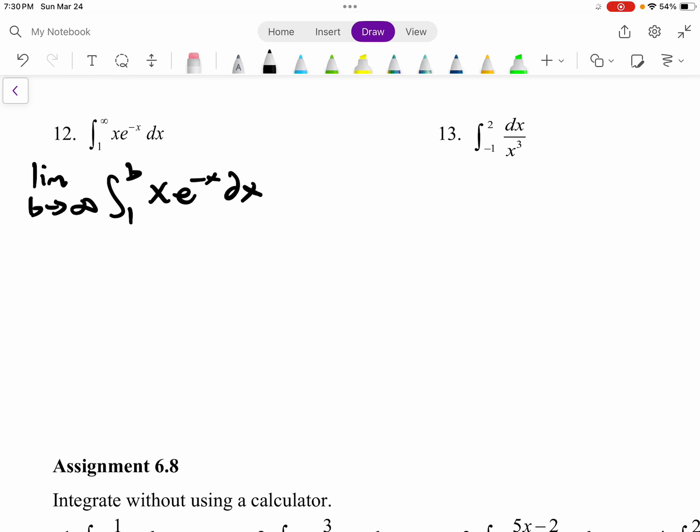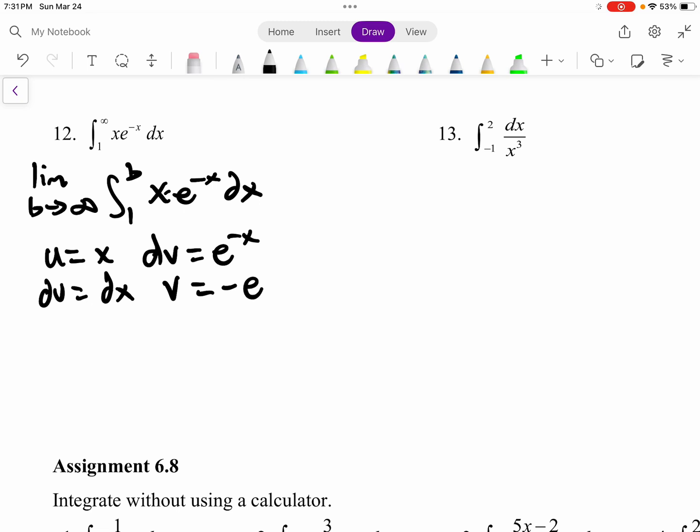What's cool about this one is not only do we get to evaluate an improper integral, we also get to do integration by parts. This is a good review. Like x times e to the negative x, we can't integrate any other way. So I'm going to say u is equal to x and dv is equal to e to the negative x dx. That means du would be dx. And v, if I integrate e to the negative x, I just end up with a negative e to the negative x.